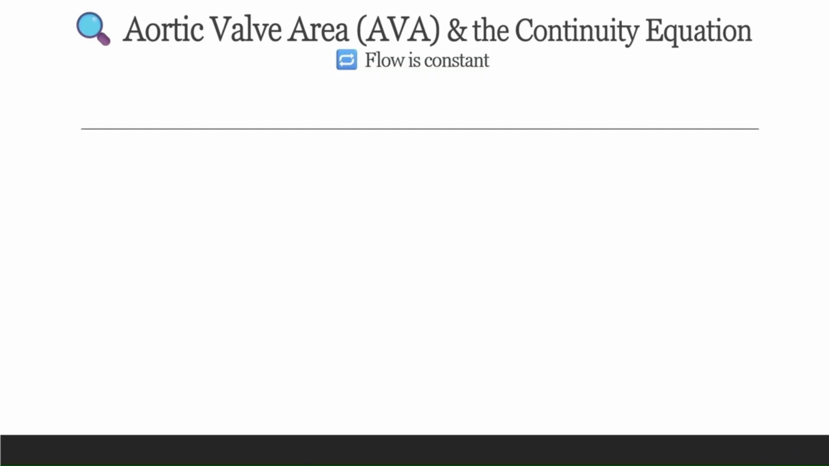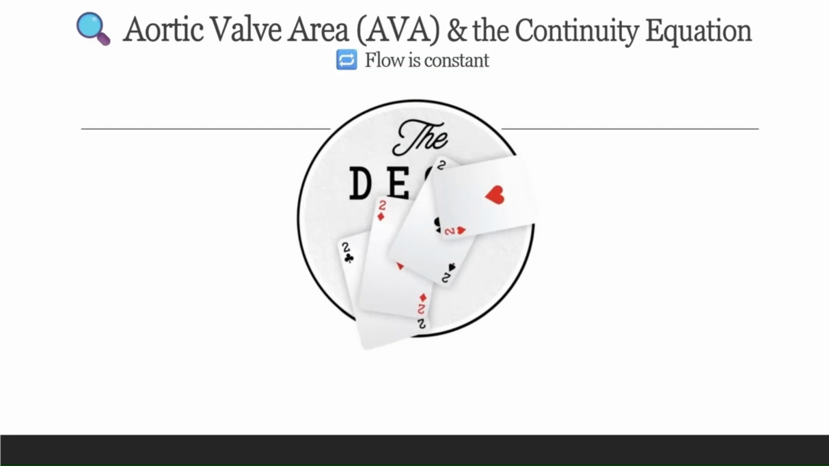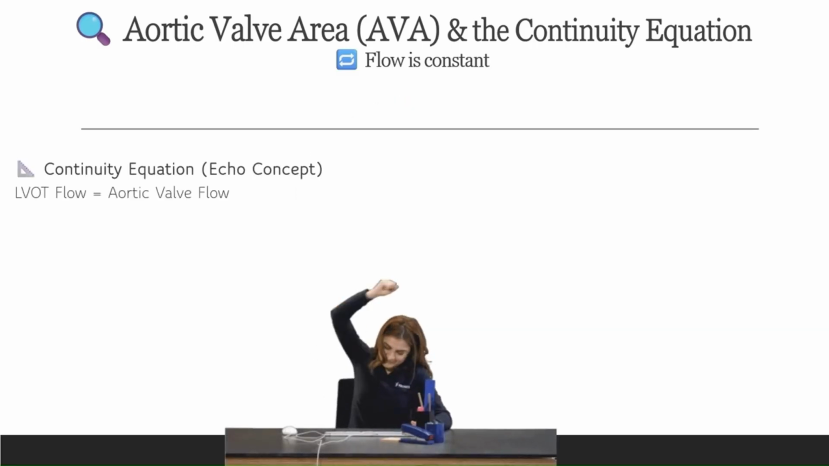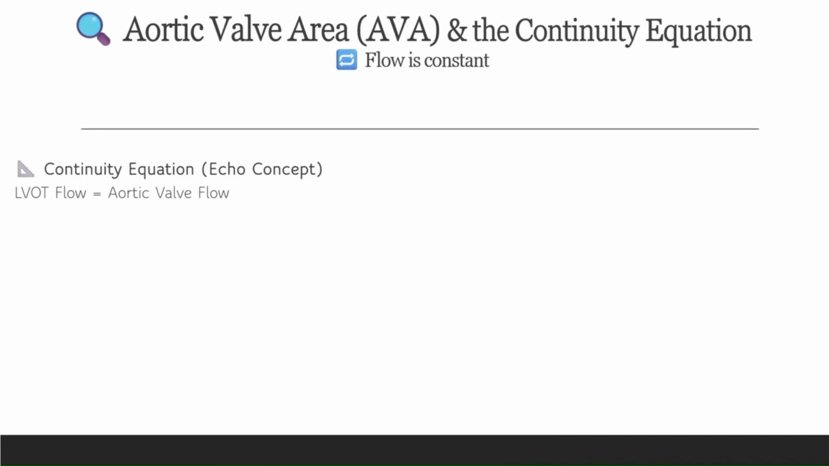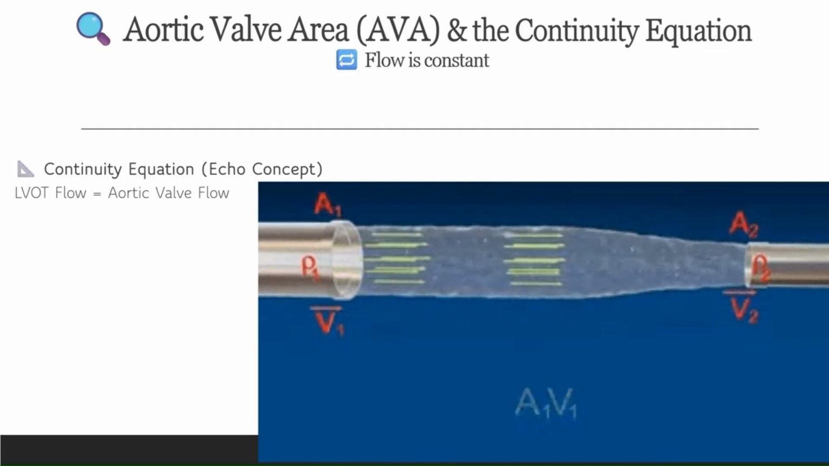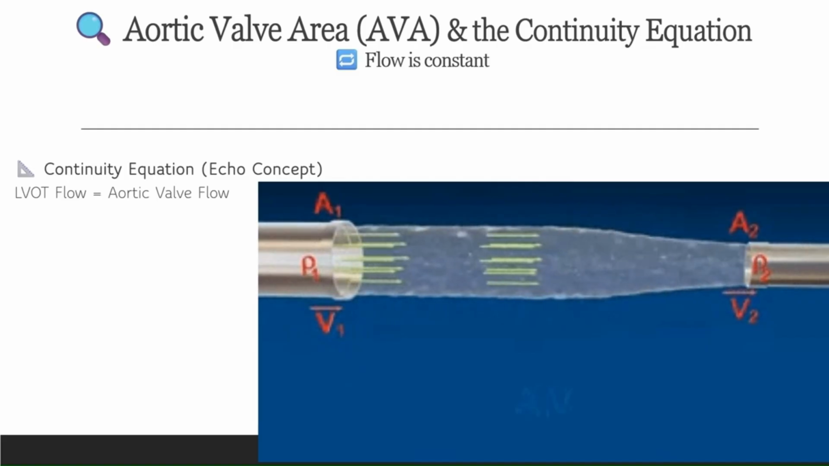Now that we've obtained the 3 measurements, let's gain some understanding as to how the aortic valve area and the continuity equation are utilized. Here's the core concept. The continuity equation is based on one simple idea. Flow in a tube is constant. The same amount of blood that leaves the left ventricle has to pass through the aortic valve.